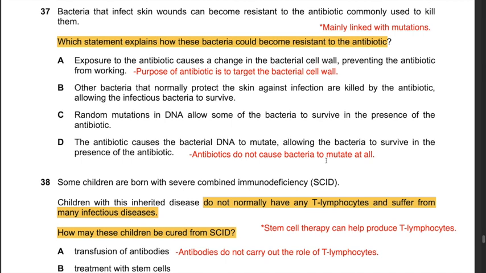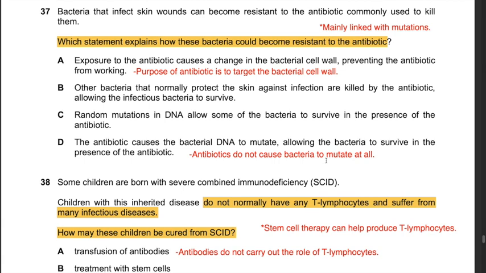Other bacteria that normally protect the skin against infection are killed by the antibiotic, allowing the infectious bacteria to survive. This statement doesn't involve mutations anywhere. Therefore, it is incorrect because antibiotic resistance is mainly concerned with the bacteria's own mutations. C. Random mutations in DNA allow some of the bacteria to survive in the presence of the antibiotic.